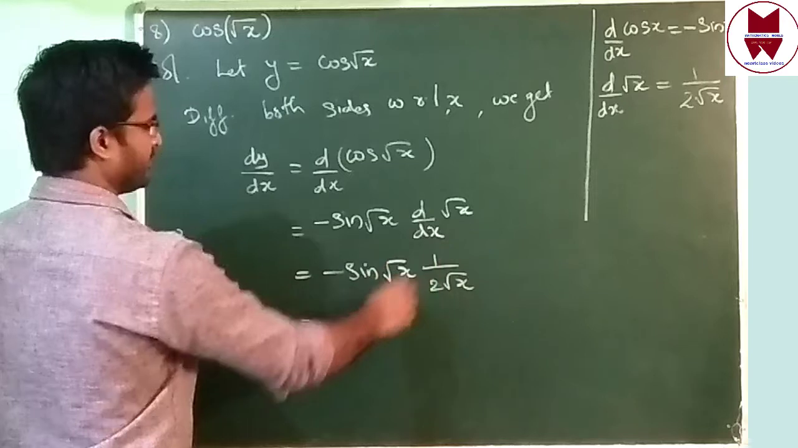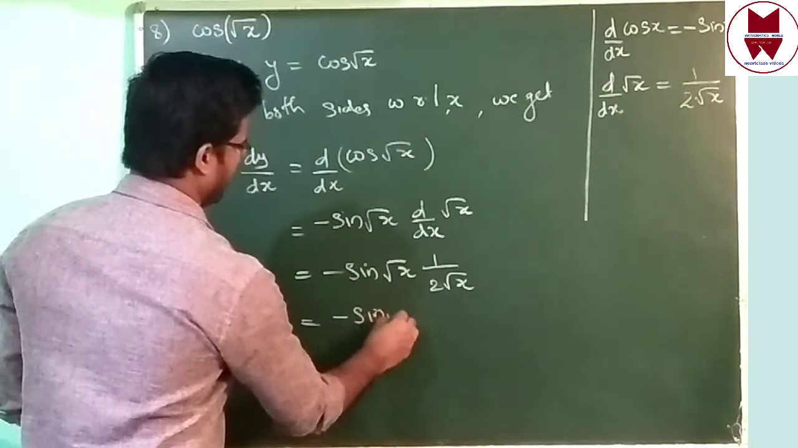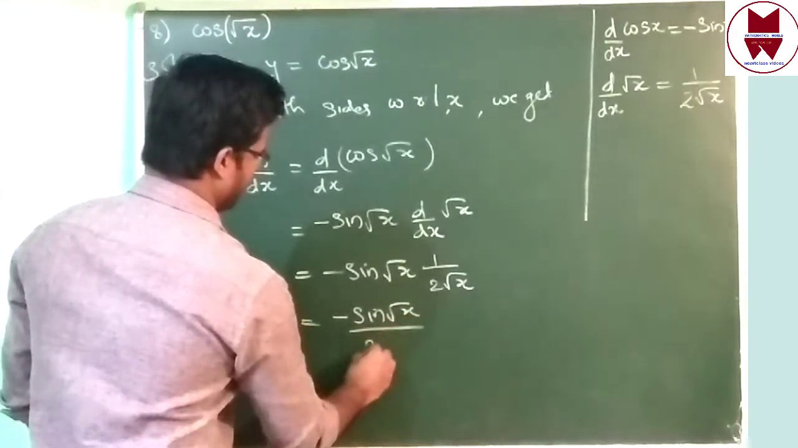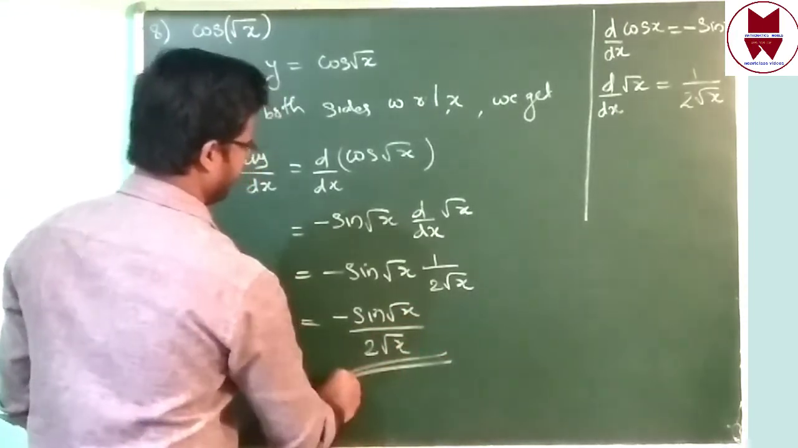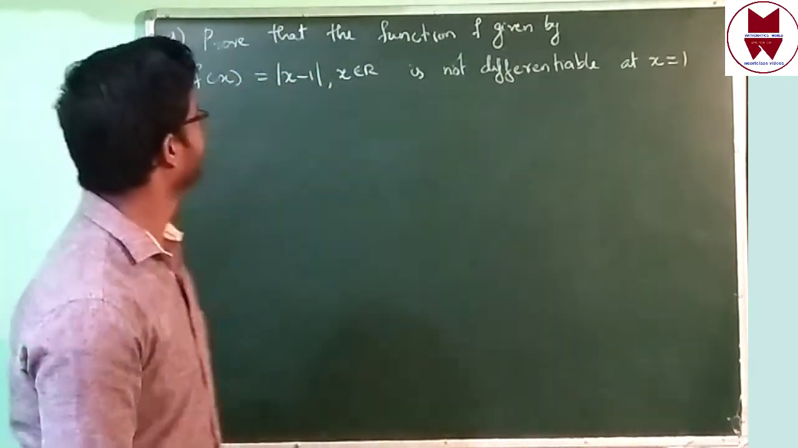This minus sin x, sin root x into 1, same, minus sin root x divided by 2 root x. This is our answer. Now we can see question number 9.